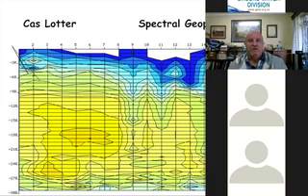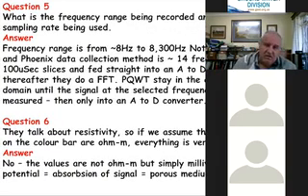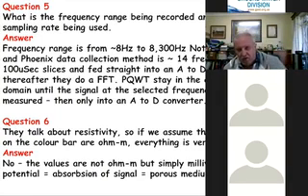The frequency range is from 8 Hertz to about 8,300 Hertz. Note that the Zonge and Phoenix data collection method is forwarding frequencies in 100 microsecond slices and feeding them straight into a decon. That's electronics, don't worry about it. The newer system that's coming out from Phoenix is actually working exactly the same as this PQWT equipment, in as much as they're staying in the analog domain for longer before they're converting.